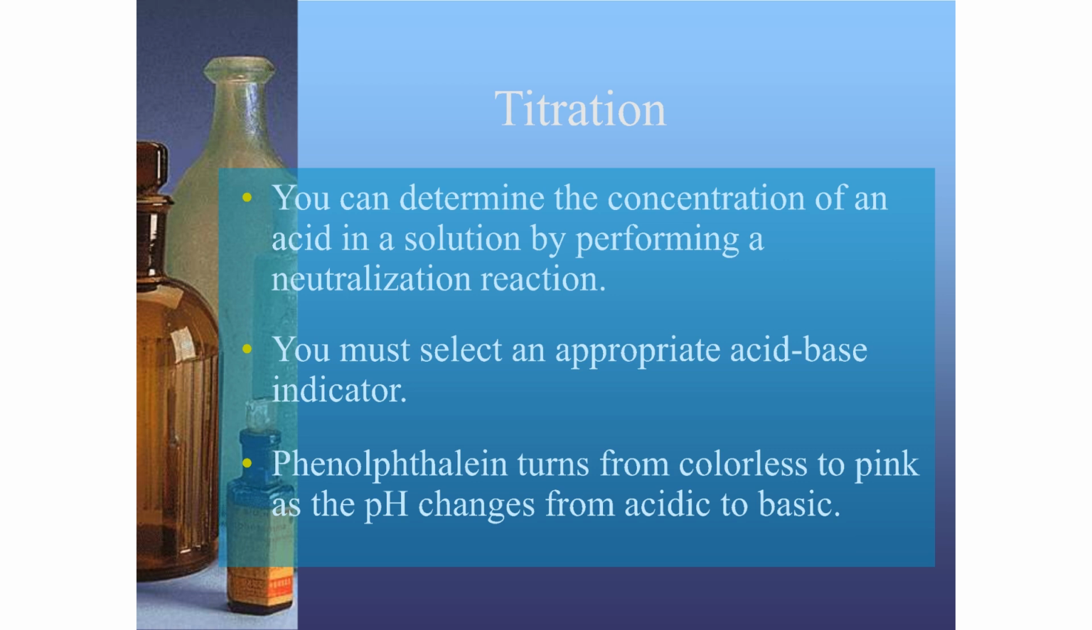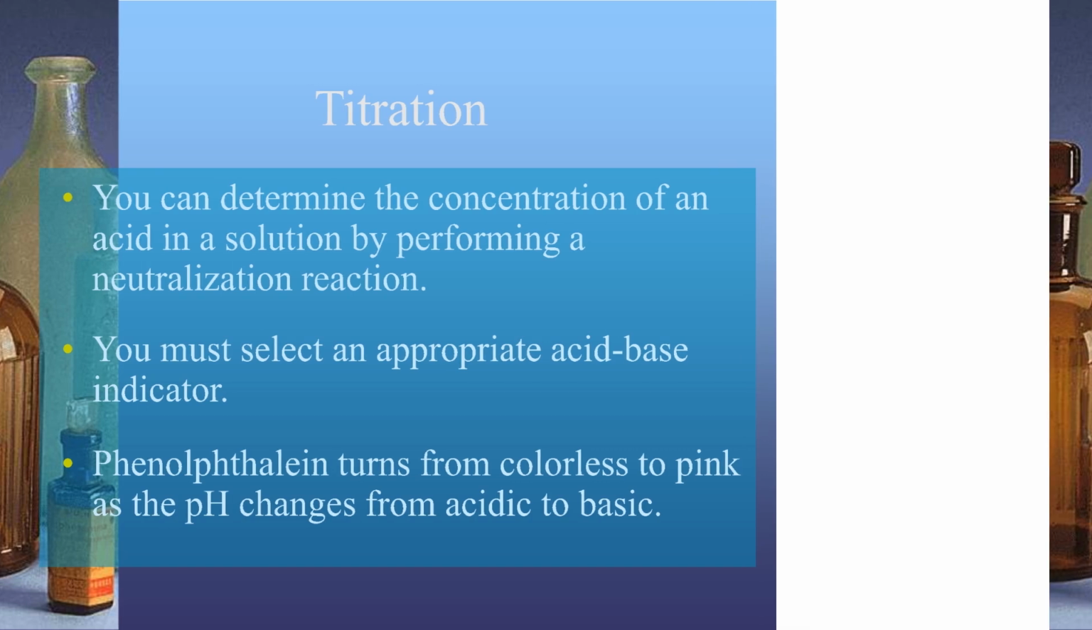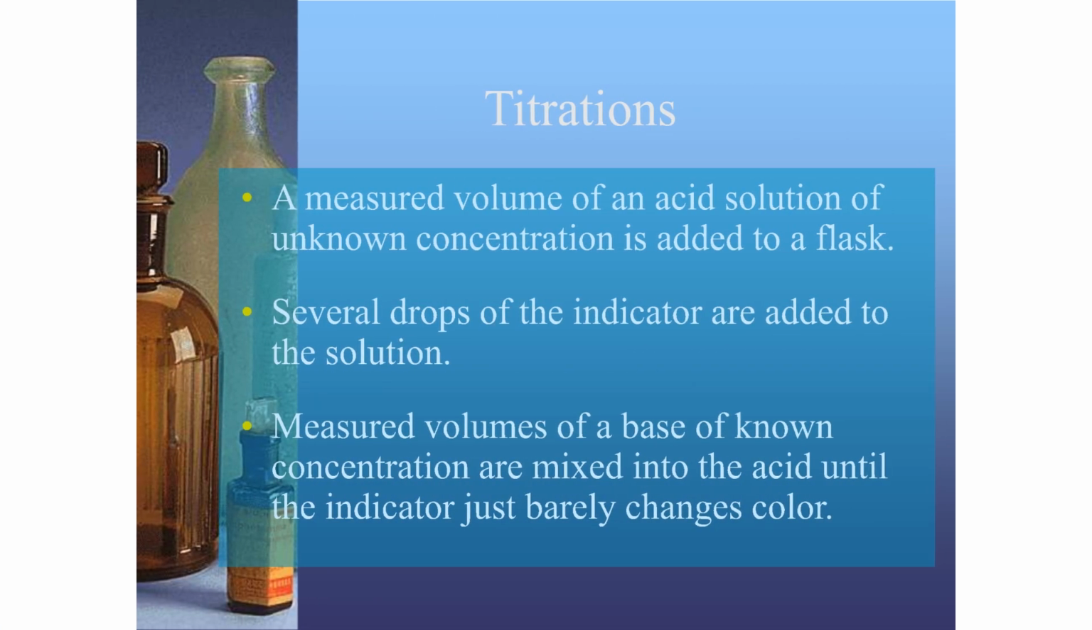And finally, here's how a typical titration is performed. A measured volume of an acid solution of unknown concentration is added to a flask, several drops of the indicator are added to the solution, then measured volumes of a base of known concentration are mixed into the acid until the indicator just barely changes color.